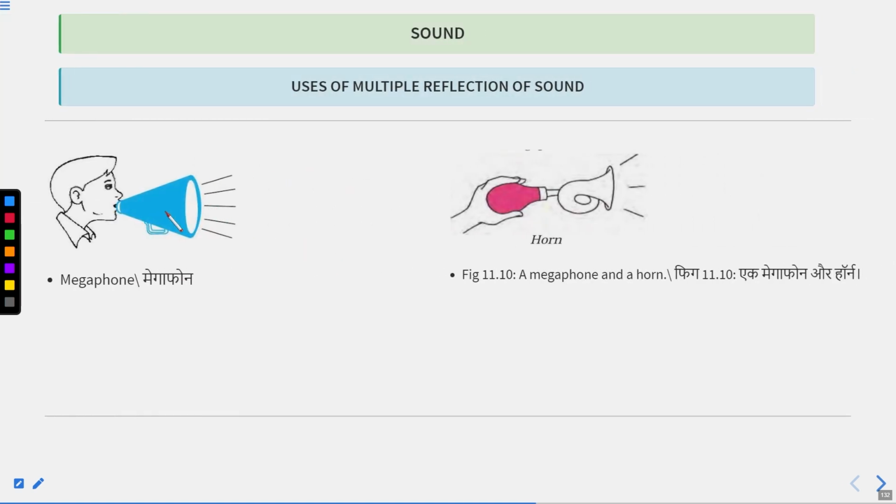This is the diagram of a megaphone. You speak and what will happen? Your voice will get reflected multiple times and then it will generate a louder noise. Similar is the function of a horn. In this curved tube, the sound wave is reflected multiple times, and when the sound wave comes out, it has a louder voice. Is it clear, class? So these are the uses of multiple reflection. We can speak louder using these multiple reflections.